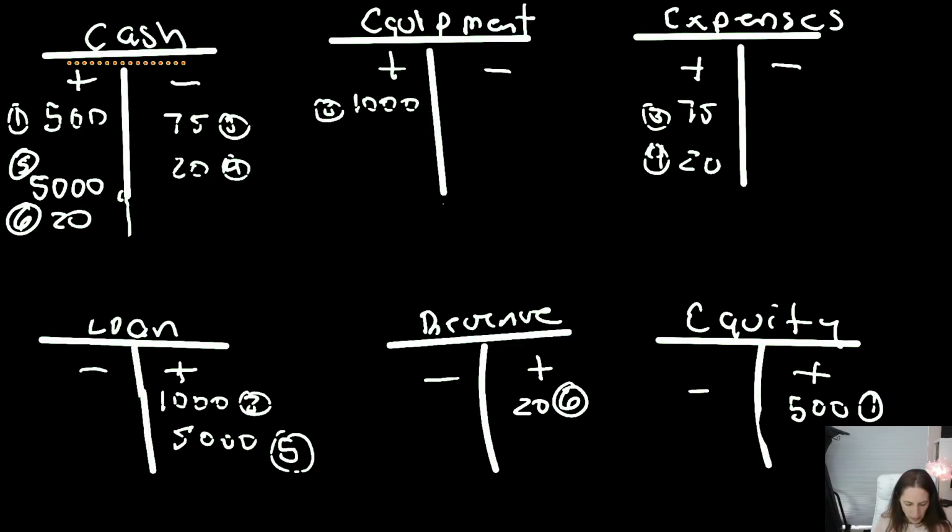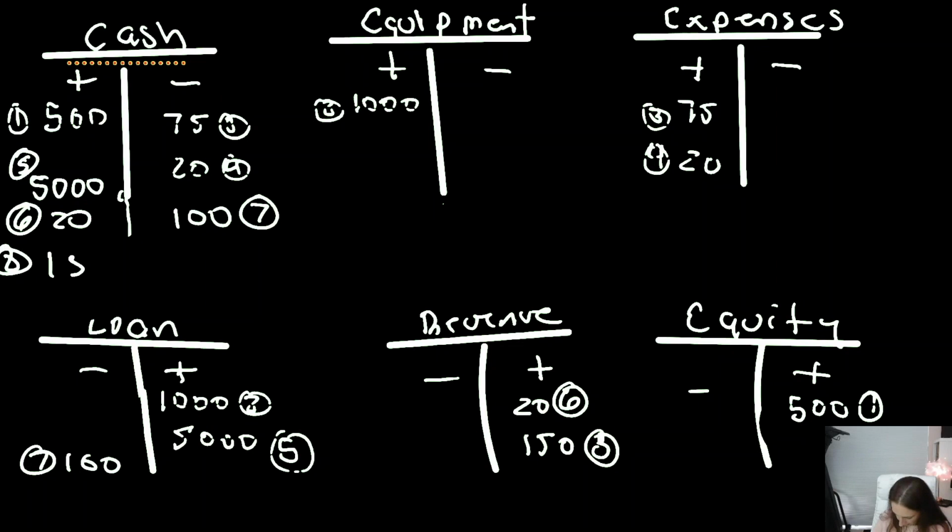You pay your first installment on your computer loan for $100. So your cash goes down for $100, number 7, and your loan payable goes down for $100. You earned affiliate marketing income for $150. So transaction number 8, and your cash goes up for $150. And now that we have all of our transactions in our T accounts and we make sure that we debited and credited the correct account, we are now ready to transfer them all.